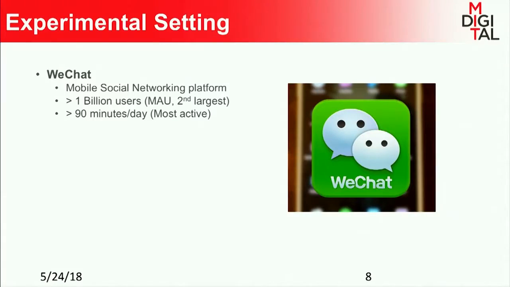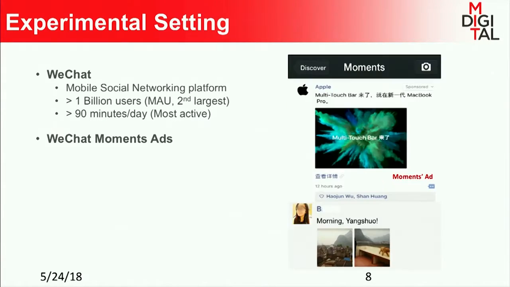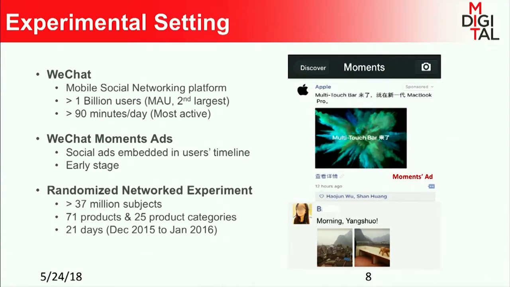And we conducted a very large-scale randomized field experiment collaborating with WeChat, which is the second largest, maybe the most active digital social network in the world. This experiment was conducted on WeChat Moments ads, which are the social ads embedded in the WeChat newsfeed. WeChat Moments ads are very much like Facebook ads, but even better for designing a study like this. And this experiment involves more than 37 million subjects across 71 products of 25 product categories. It lasts for 21 days, beginning in December of 2015.